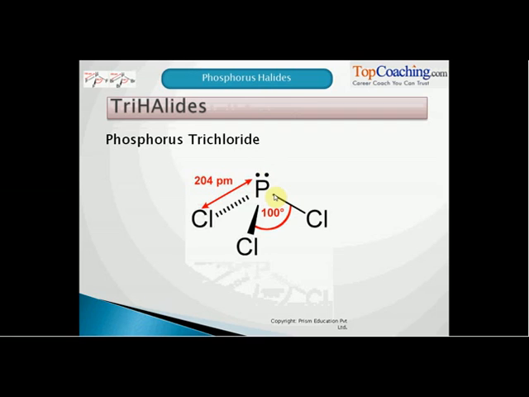So we have one phosphorus atom. It bonds with three chlorine atoms, which are nothing but halogen atoms, and this is the structure we get with a bond length of 204 pm and a bond angle of 100 degrees, right?